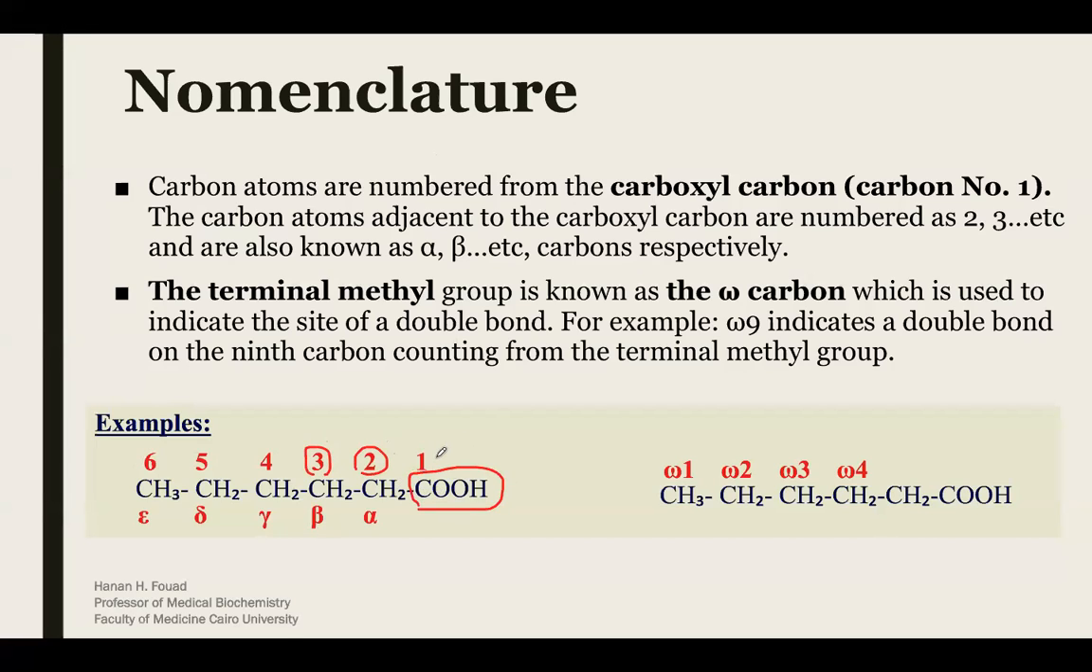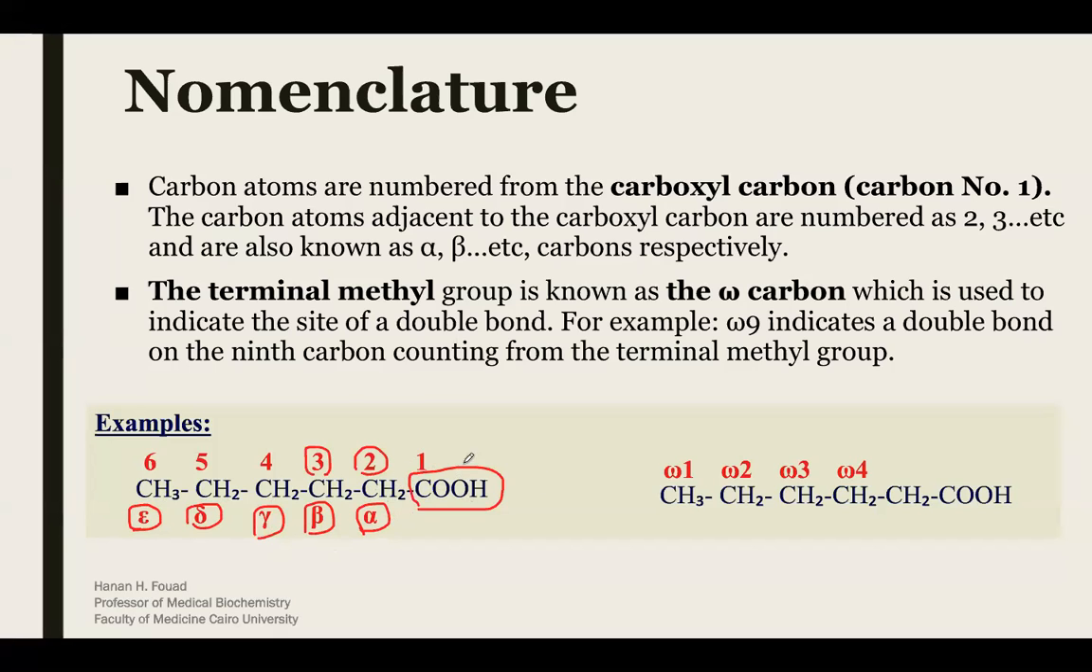There is another classification. Other scientists suggest that we do not count the carboxyl group, but we count the carbon atom which is the first neighbor next to the carboxyl. The carbon atom which is the first neighbor next to the carboxyl is termed alpha. The second carbon atom is beta, gamma, delta, epsilon. So there are several nomenclatures or namings for the carbon atoms, and we will understand why we give them numbers or names.